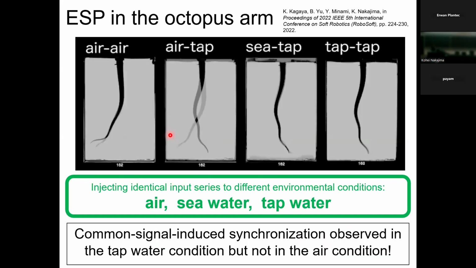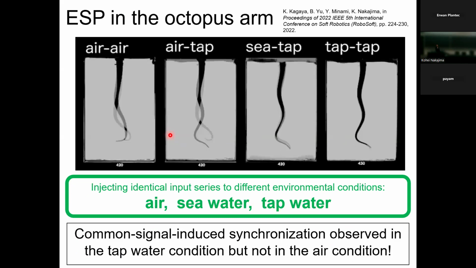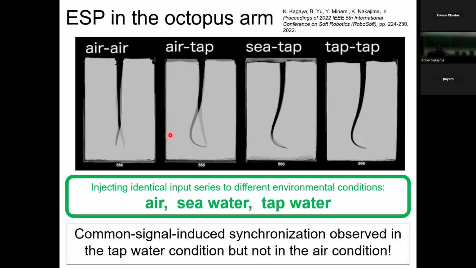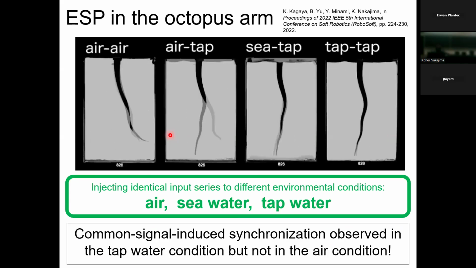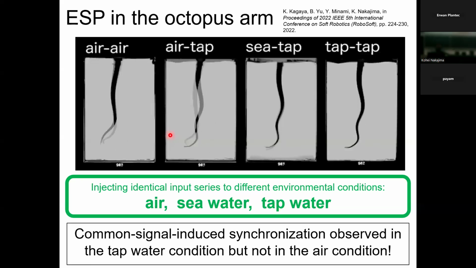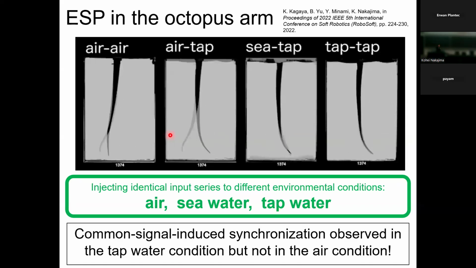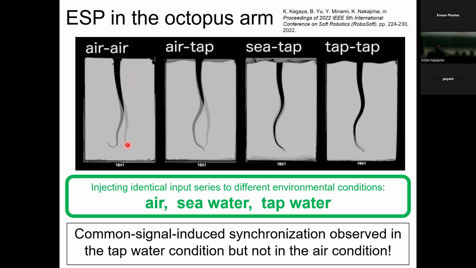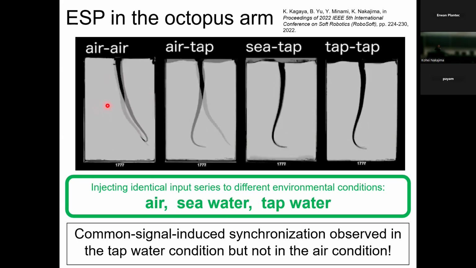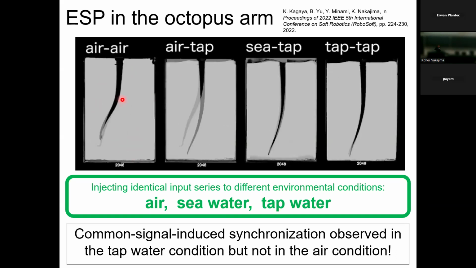So, does the octopus arm really have the echo state property? I have checked that. Here I'm checking the common-input-induced synchronization. The input is identical, but you start your system from different initial conditions, and we change the environmental condition. You vibrate your system in the air. Then even if you inject your system with the identical input, it won't synchronize at all.